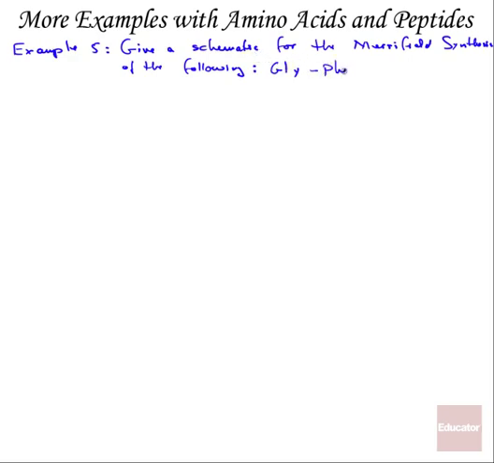Gly-Phe-Leu. So glycine, phenylalanine, leucine, and use only the three-letter designations. You don't actually have to write out the structure. Not a problem. Okay, so let's go ahead and do it.